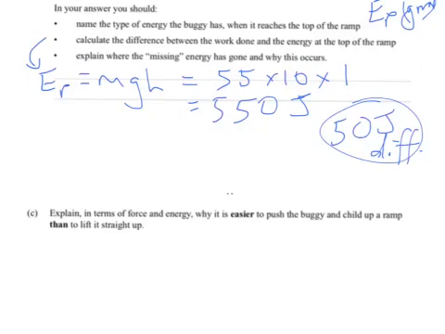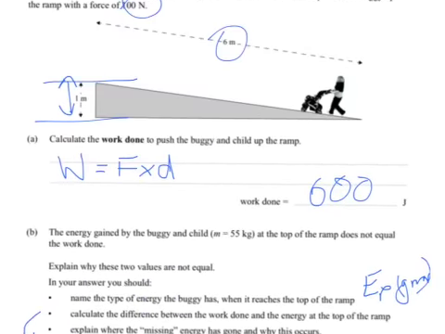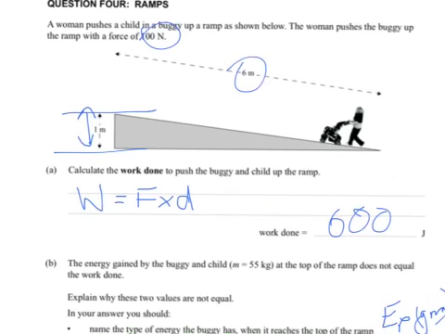Explain where the missing energy has gone and why this occurs. So the missing energy is gone by combating friction, and friction usually produces heat. So there's energy lost in heat there as well. And we've got to remember as well that when we look up here it says the woman uses 100 newtons to push the buggy up the ramp.